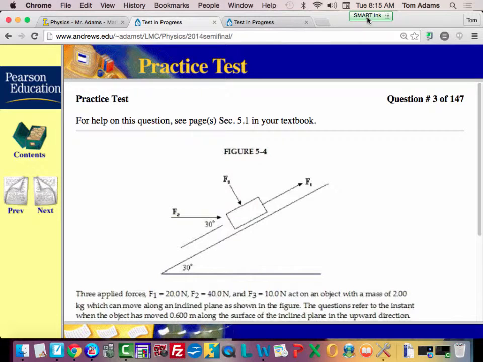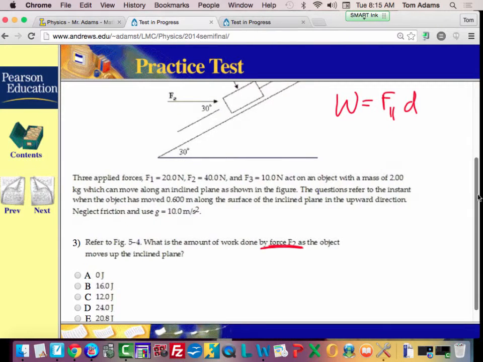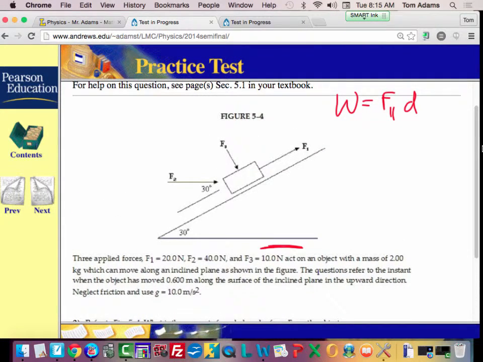So now for problem number 3, it's the same figure, but now it says, what's the work done by F sub 2 as the object moves up the inclined plane? Now this one's a different question. Remember, and I kind of skipped over this, work is equal to the force parallel to the displacement. And so if we look at F sub 2, you'll see that it's not quite parallel.